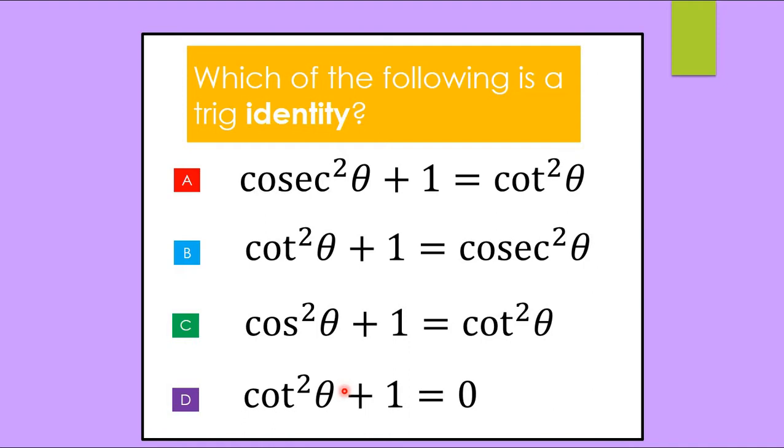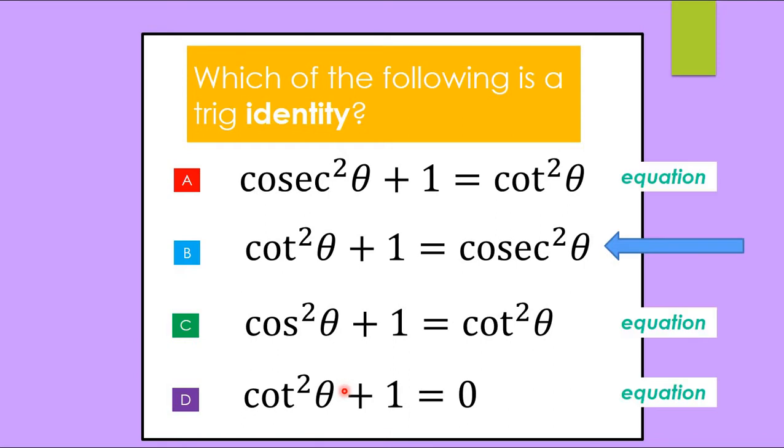Okay, see if you can spot which of these is a trig identity from what we did yesterday. Well done if you got it right, because they all look very similar. The other ones will either only be true for certain values or will never be true.